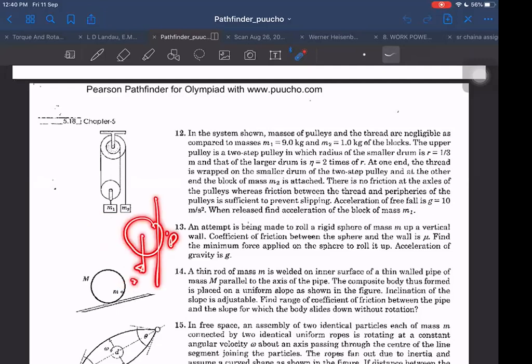So if I have to make it roll up, I think I have to equate the torque about point P due to mg, and the torque due to the applied force should cancel each other, one thing. And also forces must be equal. mg should be equal to the upward force, which I think I can take as mu N. So the upward force will be equal to this downward force, and the torque will also be balanced. By these, I think I can get the answer.